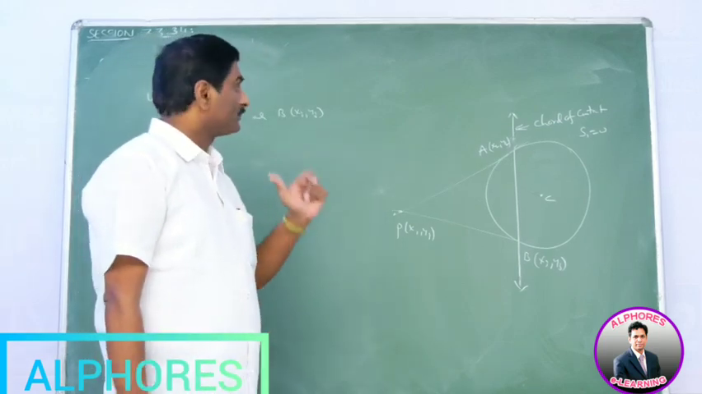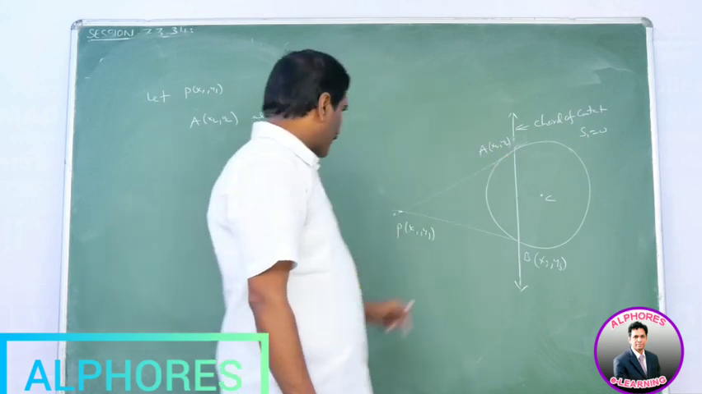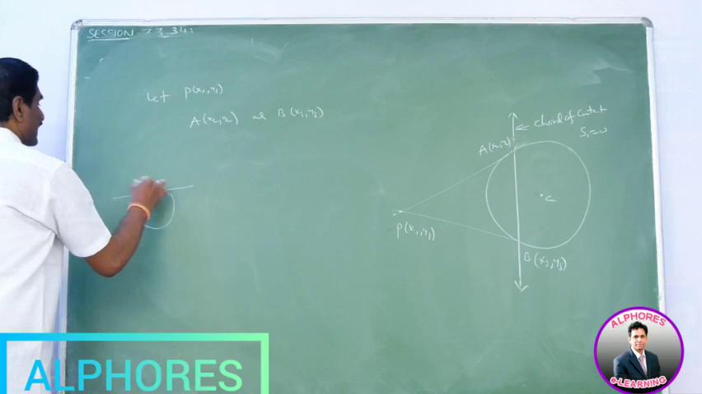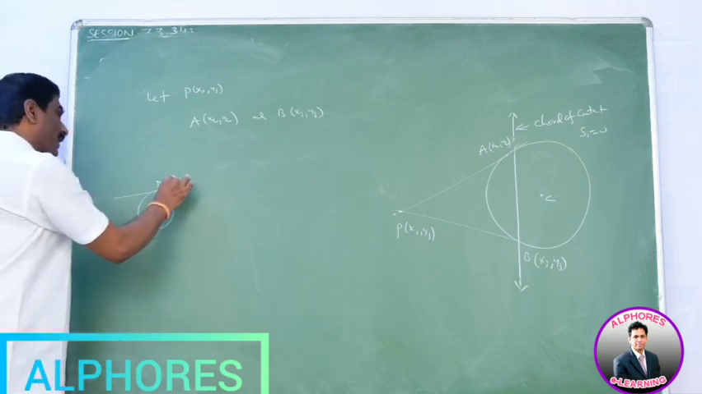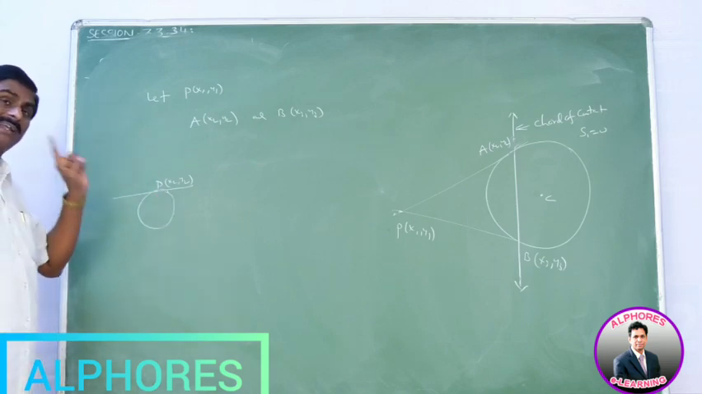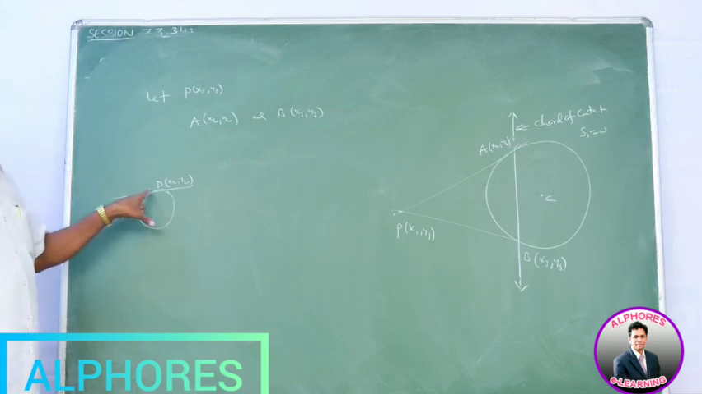Now, clearly A(x2, y2) must lie on the circle. If the point P lies on the circle, what is the equation of the tangent at P(x1, y1)? S1 is equal to 0. If the point is (x2, y2), what is the equation of the tangent at (x2, y2)? S2 is equal to 0. If the point (x3, y3) lies on the circle, the equation of the tangent at this (x3, y3) is S3 is equal to 0. Okay?